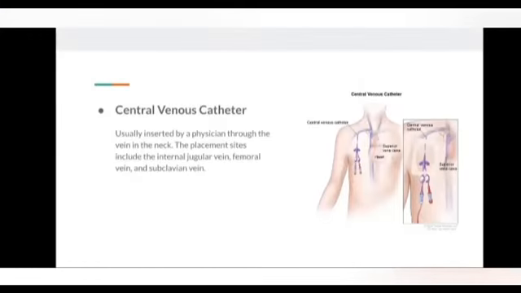Central venous catheter, usually inserted by a physician through the vein in the neck. The placement sites include the internal jugular vein, femoral vein, and the subclavian vein.